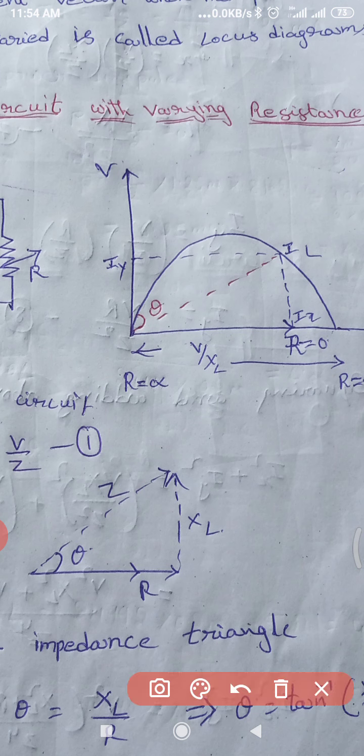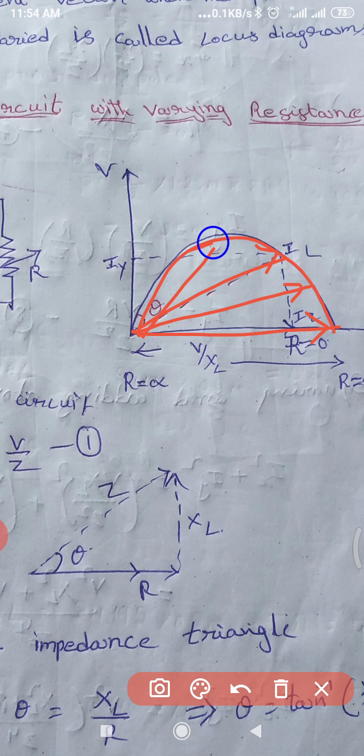At R equal to 0, the current is at this position, and if you increase R a little bit, it is like this, and if you increase a little more, like this. When R tends to infinity, this I becomes 0. So this is the way of tracing the path. This diagram is called a locus diagram.